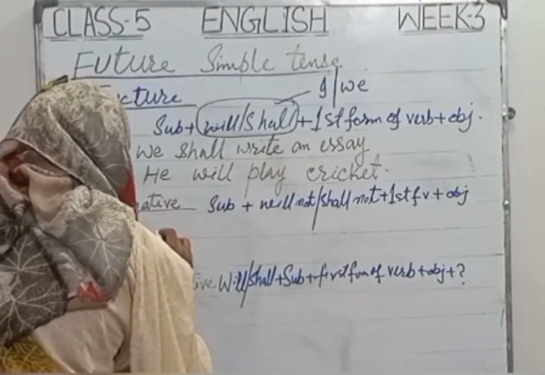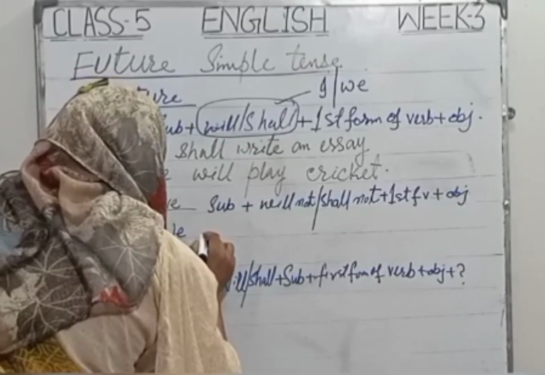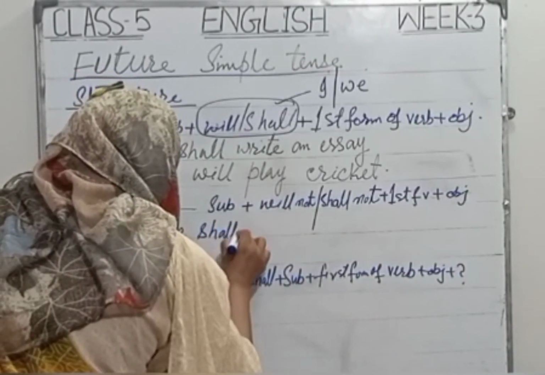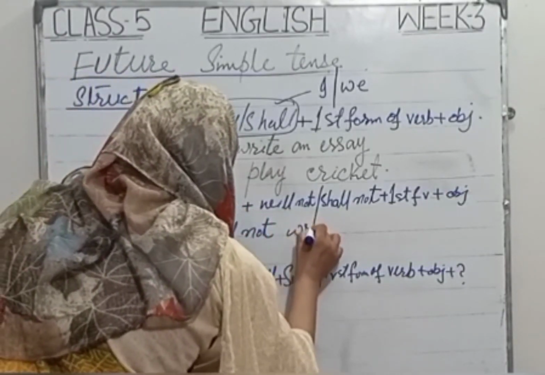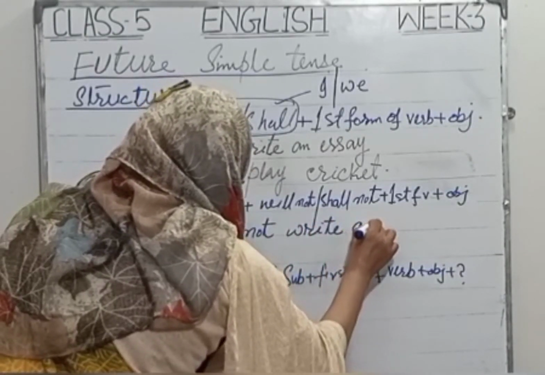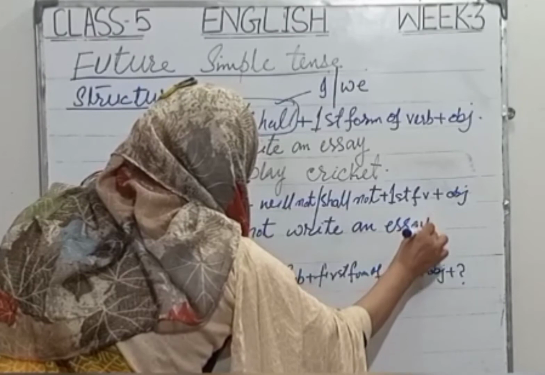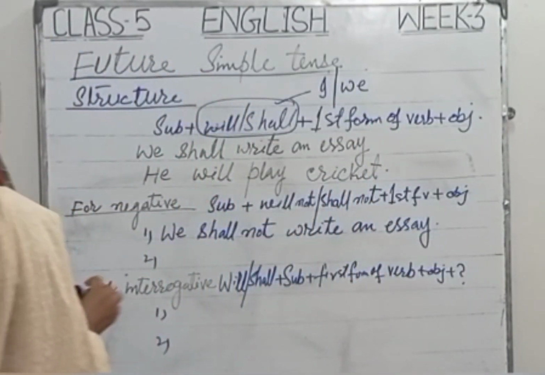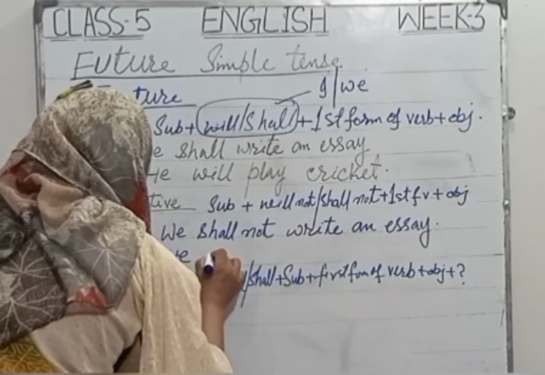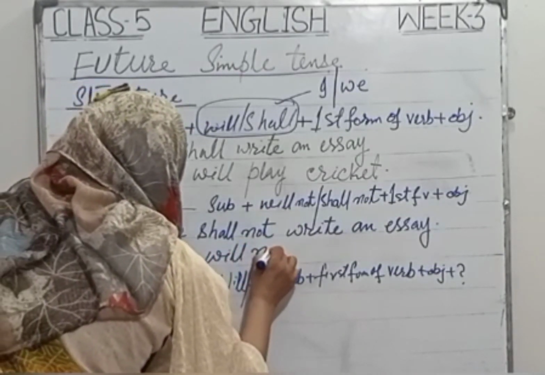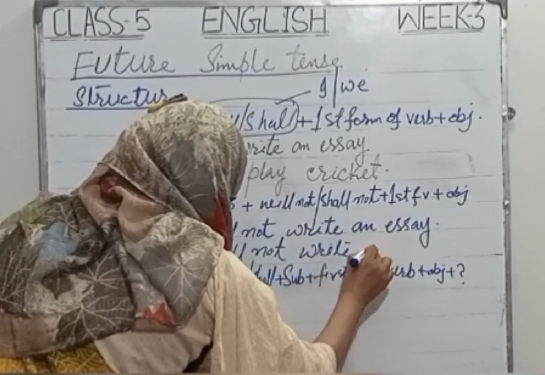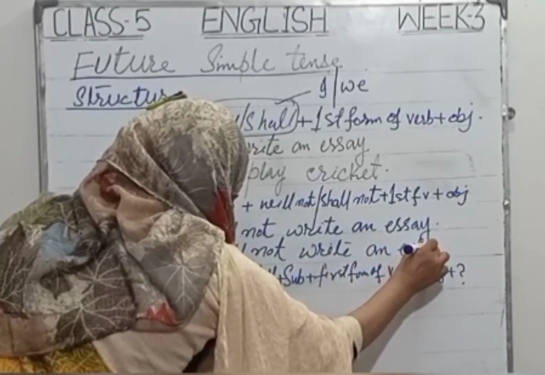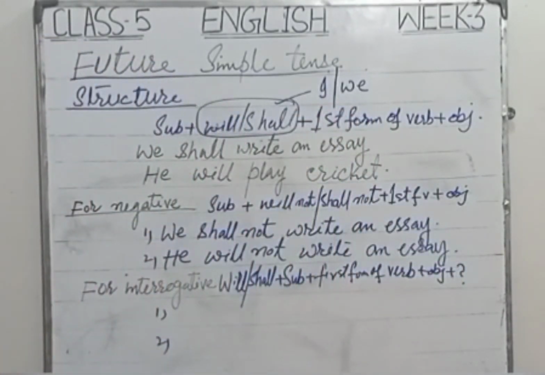Let's see an example. We shall write an essay. He will play cricket. If you want to make negative of this tense, first of all, you will write subject, then auxiliary verb will not or shall not, and first form of verb, then object. Look at the first sentence. We shall not write an essay. Number 2 sentence. He will not write an essay. I hope you got this point, students.